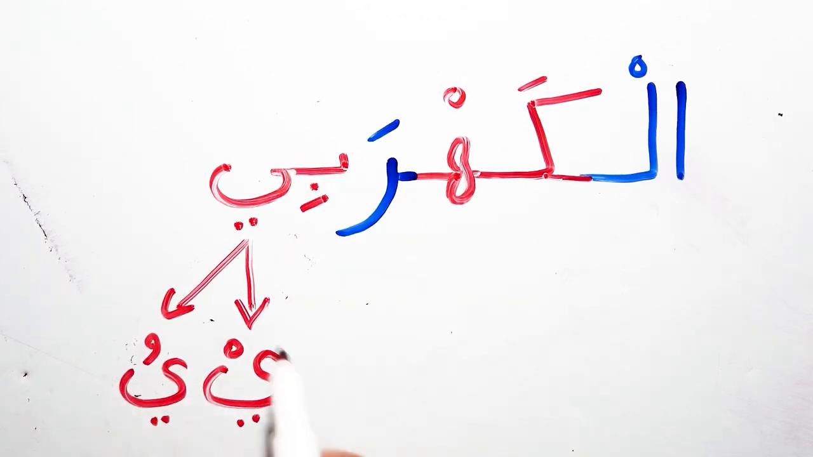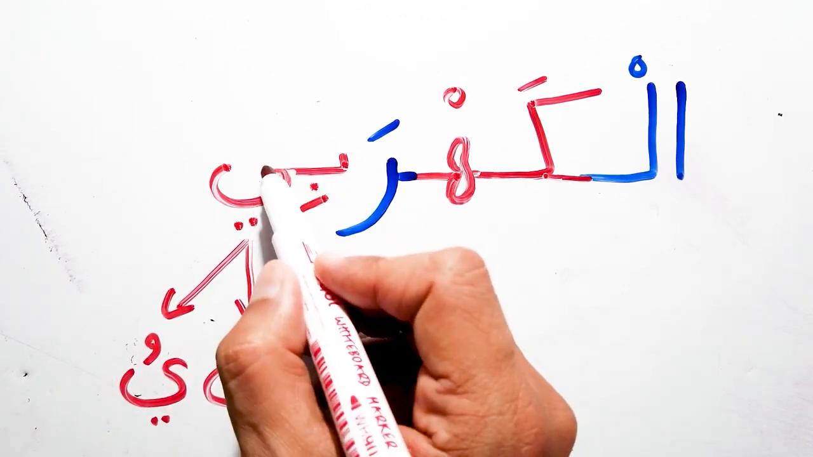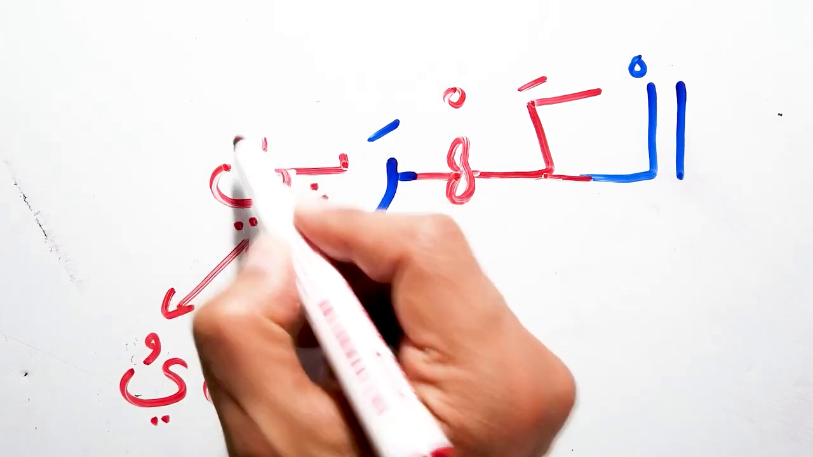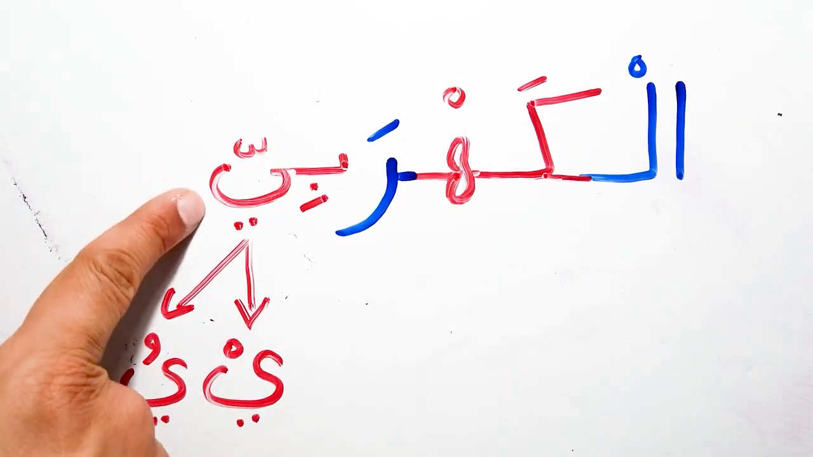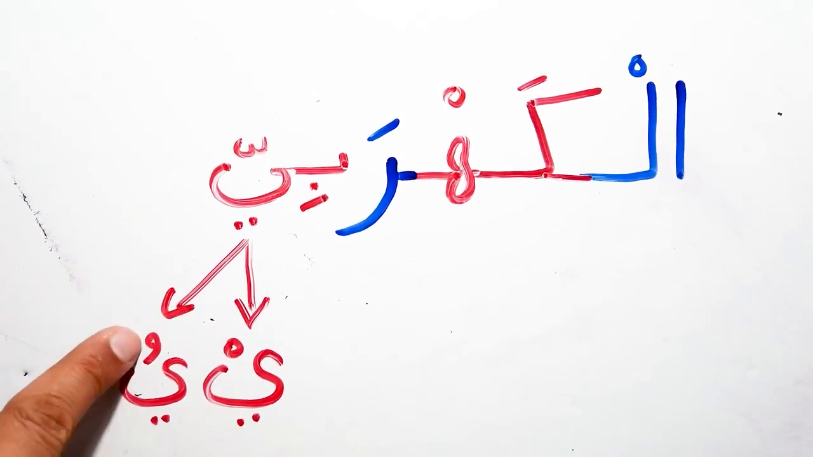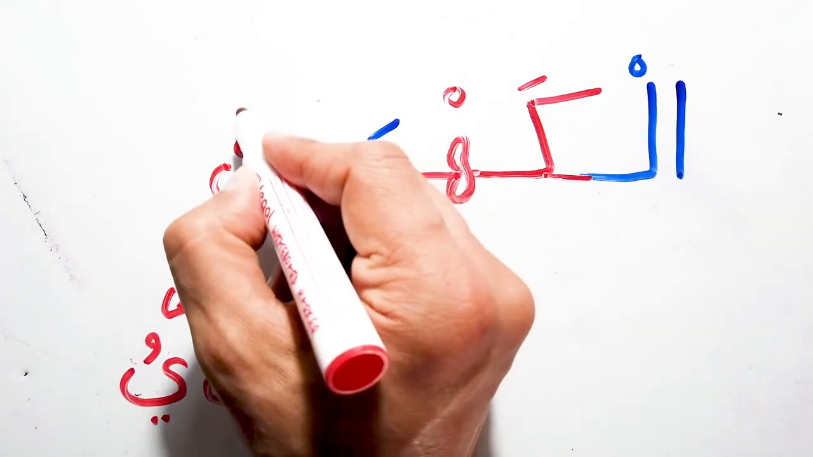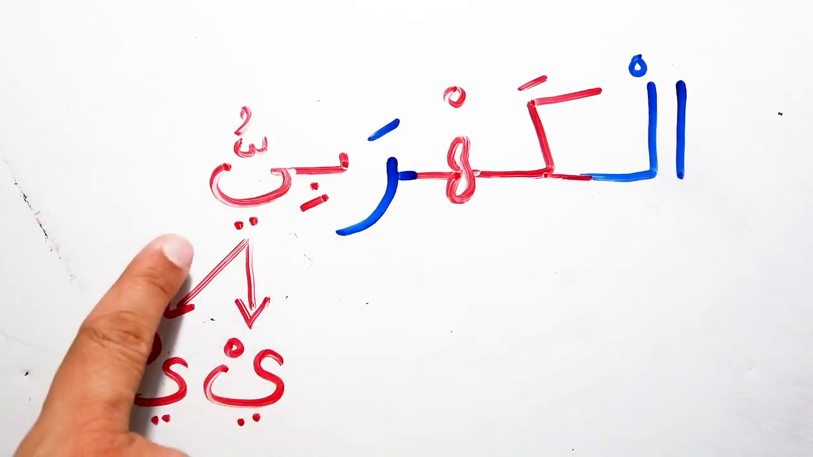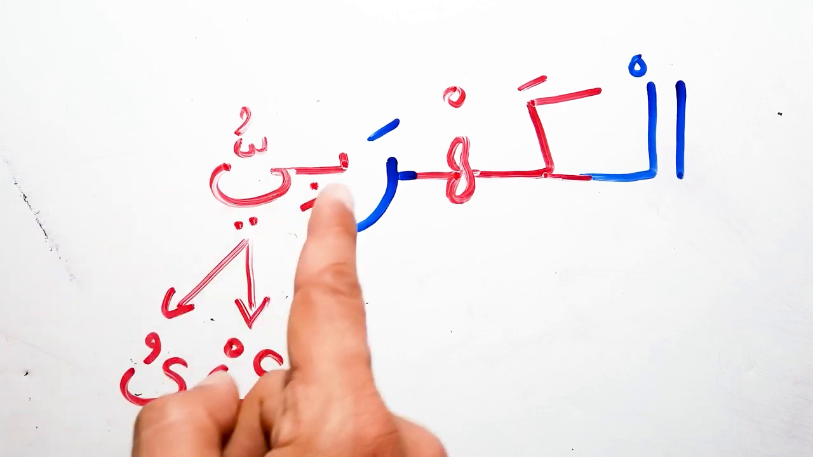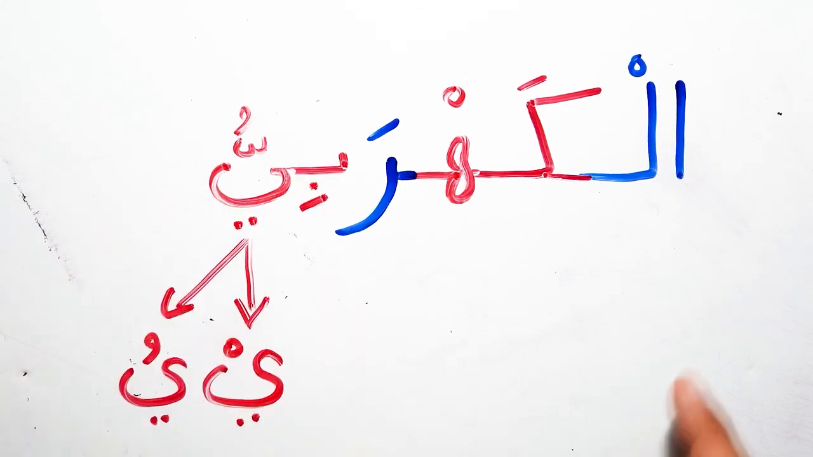So how to add 2 yas in one? I will add shadda. This shadda means I must pronounce the letter 2 times. And I will add this dhamma here on the top. So now I don't need to write the letter 2 times. It's just 1 time like this. Say bayu. Let's see the syllables.